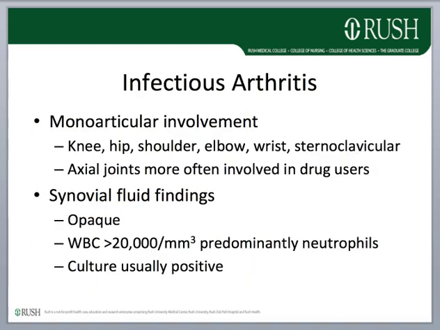Infectious arthritis typically involves only one joint. The most commonly involved joints are the knee, hip, shoulder, elbow, wrist, and sternoclavicular joint. Notably, axial joints are involved more often in intravenous drug users. The typical synovial fluid findings are an opaque appearance and a white blood cell count greater than 20,000 per cubic millimeter, predominantly composed of neutrophils. The culture is usually positive, but it's not necessary for the diagnosis if other clinical features are present.